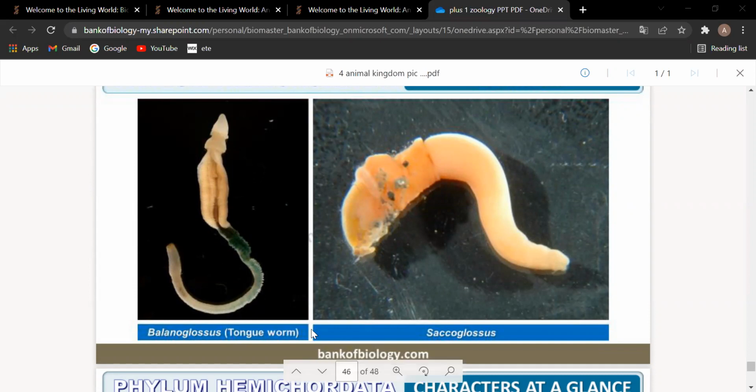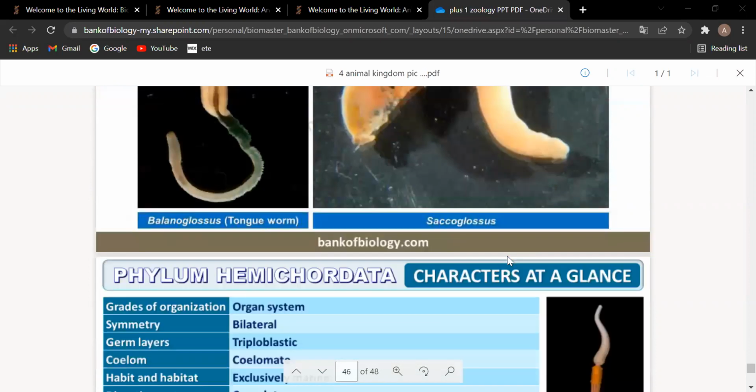Balanoglossus is also called tongue worm because it appears like a tongue. So this is balanoglossus and this is saccoglossus. They are worm-like. They appear like worms. So what are the characteristics at a glance?